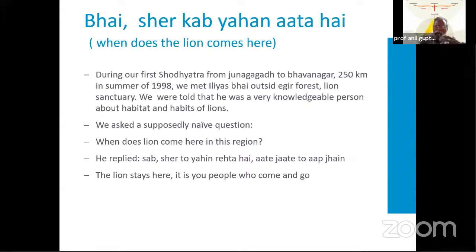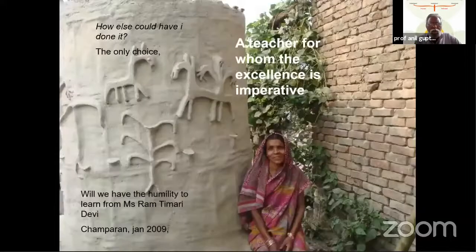So sometimes, in the way we define the problem by talking to common people, by talking to the community members, we have knowledge, they have wisdom. And it helps to talk to the elders, spend some time with them, and transform our worldview, transform our way of thinking so that we can be more productive, we can be more insightful, we can be more counterintuitive in our thinking. So this is a lady I met in Champaran, Shodhyatra, you know, in Bihar.